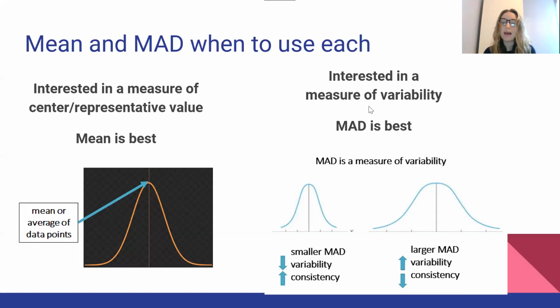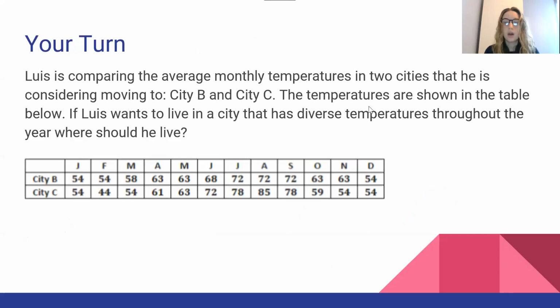Remember that the smaller the MAD, like we already mentioned, the smaller the variability, and the larger the MAD, the larger the variability. Okay, so now you're going to practice. Here is the problem. I'm going to read it out loud. Lewis is comparing the average monthly temperatures in two cities that he's considering moving to, City B and City C. The temperatures are shown in the table below. If Lewis wants to live in a city that has diverse temperatures throughout the year, where should he live?